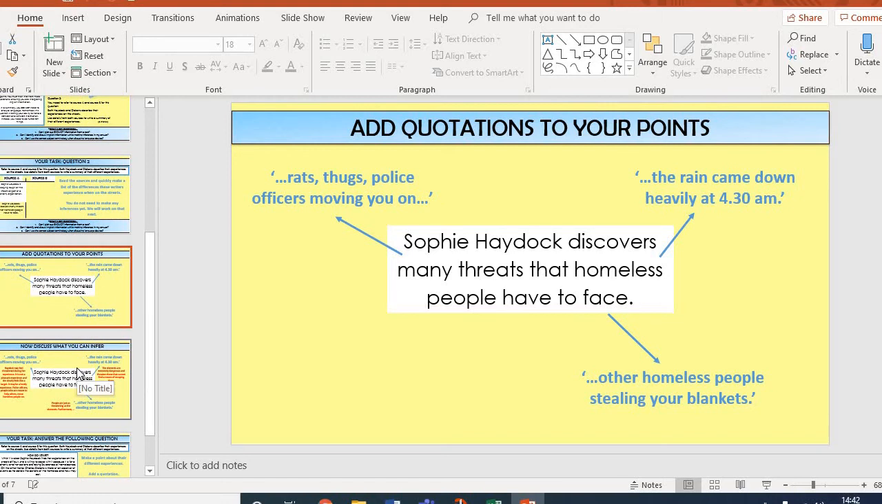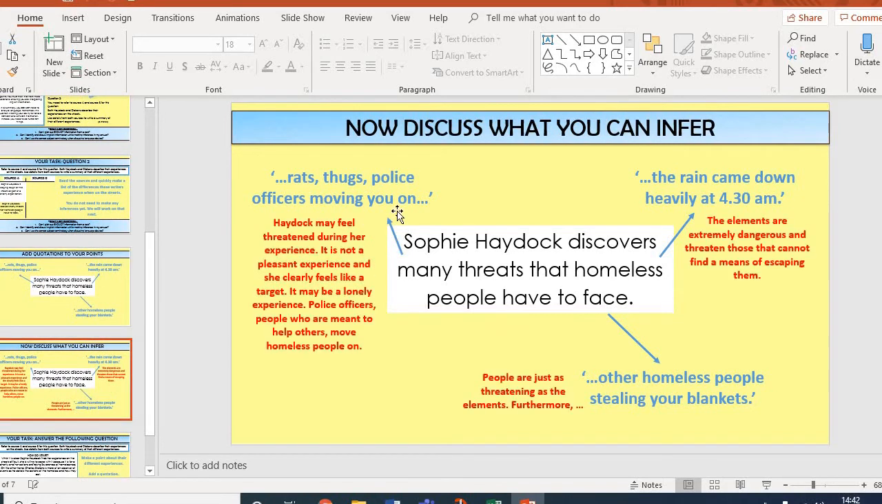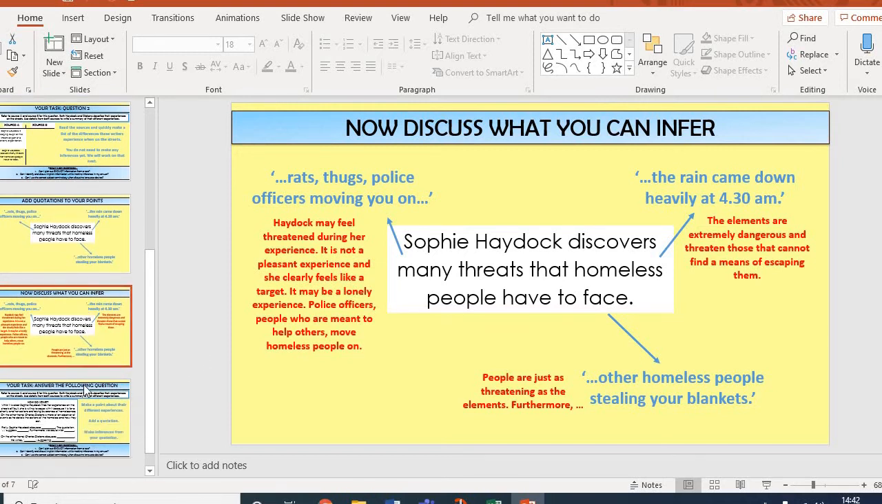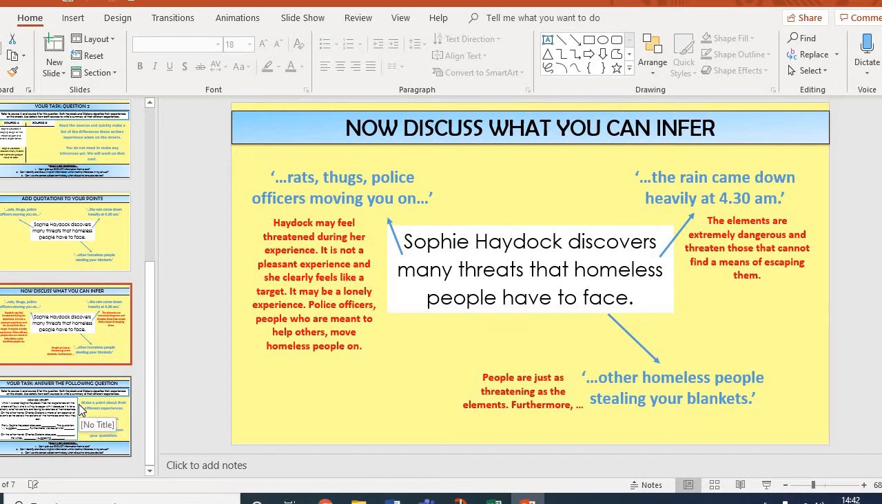The next thing that you do, so we're just modelling this through for you, is having done those quotations, now start to add what you can infer. So you're probably going to need a page in your exercise book to be able to do this. It might be a good idea to present that page landscape so it's really clear. And as you can see, so rats, thugs, police officers moving you on, Haydock may feel threatened during her experience. So now we're inferring from the quotation the information about Haydock, and you need to do that for both A and for B. And again, that should take you about 10 to 15 minutes to do that thoroughly and to do that well.